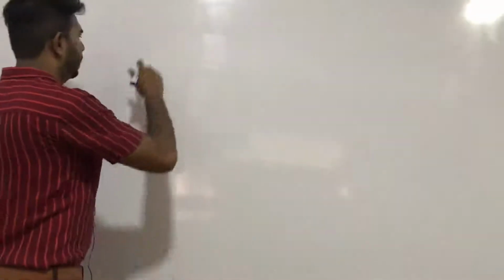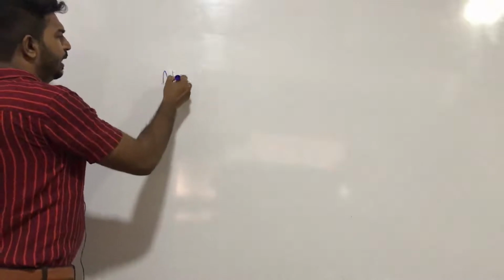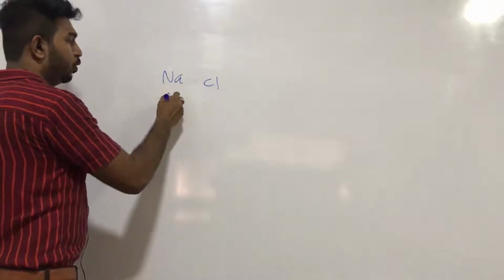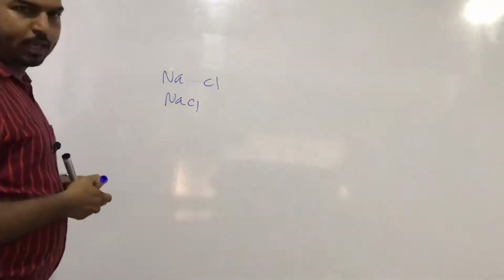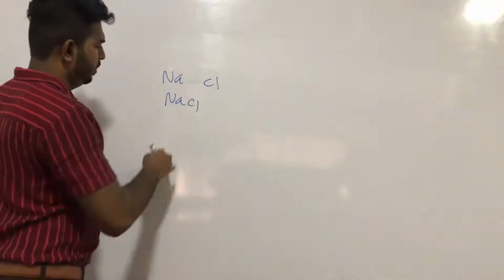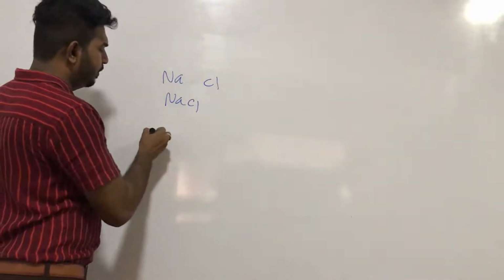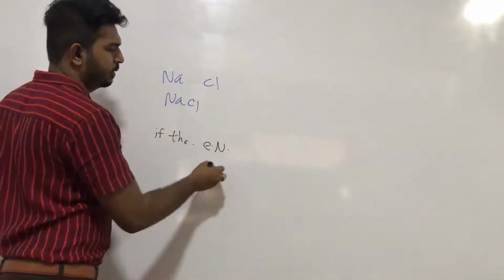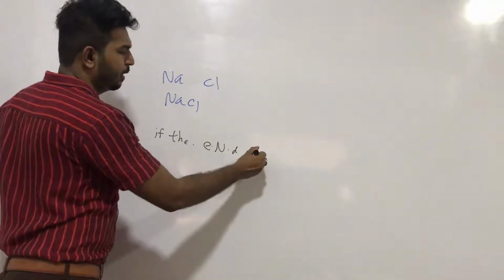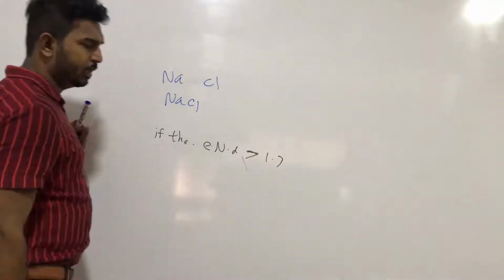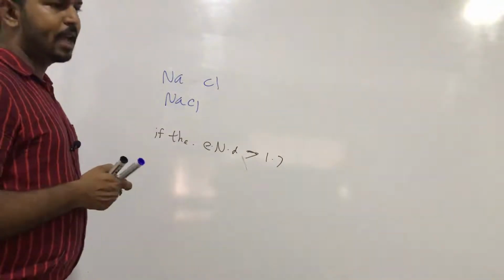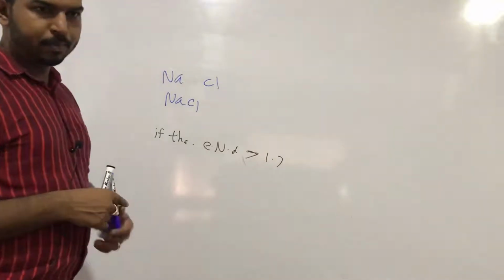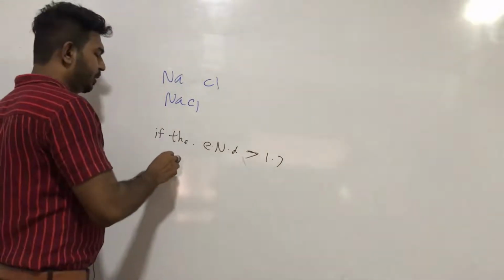So when we consider the electronegativity difference of two molecules or two atoms of a molecule, we know that if the electronegativity difference is greater than 1.7, it is an ionic compound.